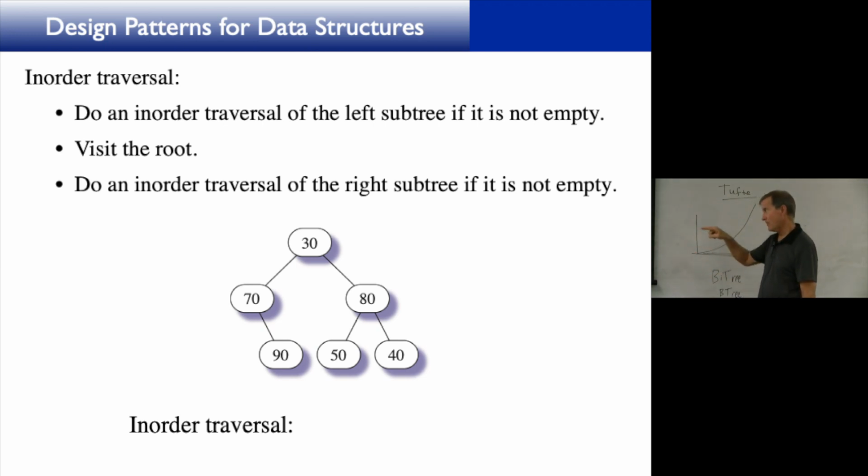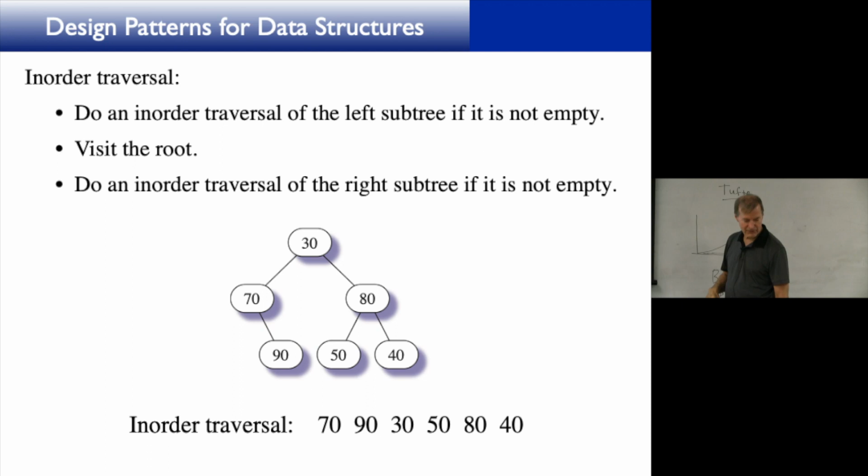70, 90. 70, 90, correct. Then 30, 50, 80, 40. Is everybody clear? 70, 90, 30, 50, 80, 40.